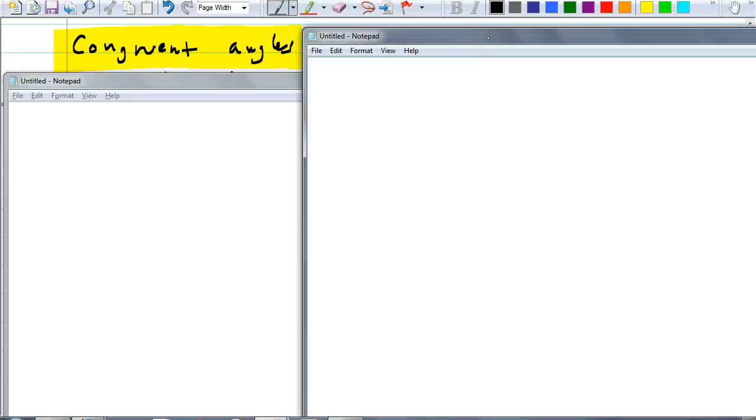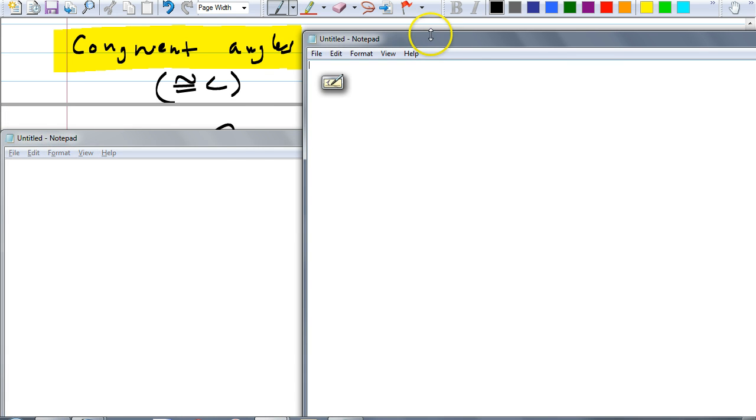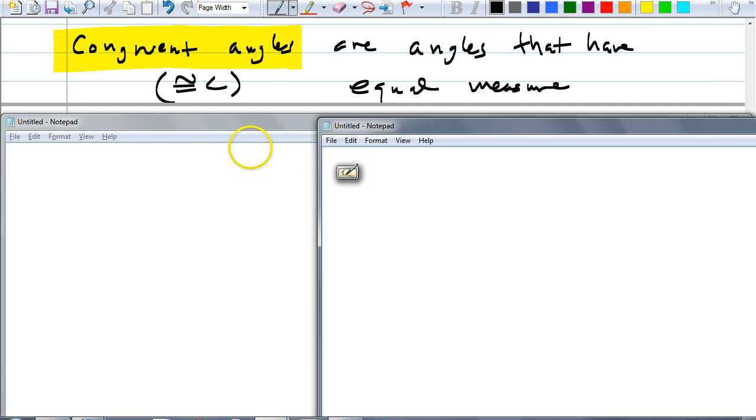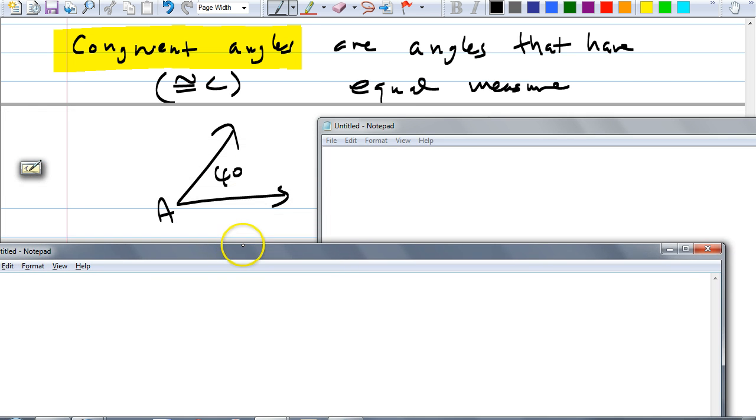Now the rest is pretty straightforward. Congruent angles. Anybody know what congruent angles are? We're going to define it for you. Sort of like how we did congruent segments? Same thing. What do you think? Who thinks they know? Yes, sir. They are angles that have the same measure. Exactly right. By the way, that's the symbol for it. You see the congruent symbol with the angle symbol. Congruent angles are angles that have equal measure.